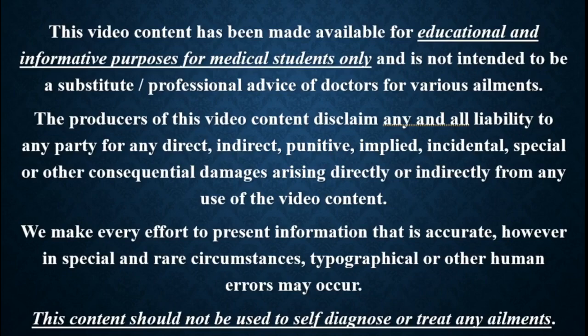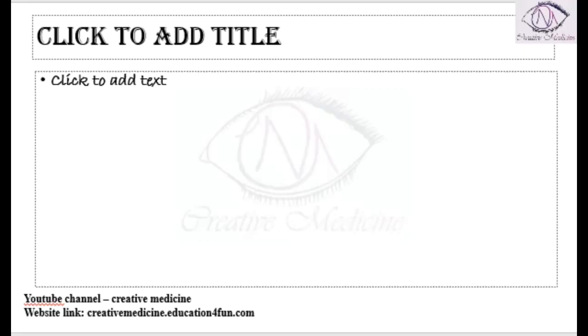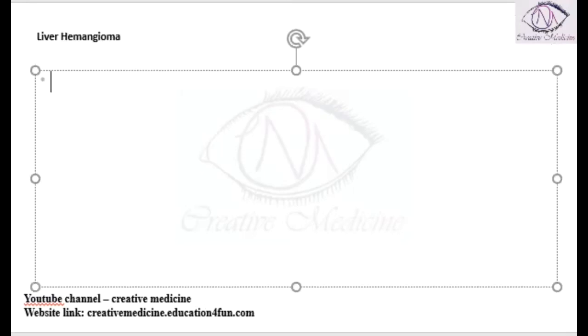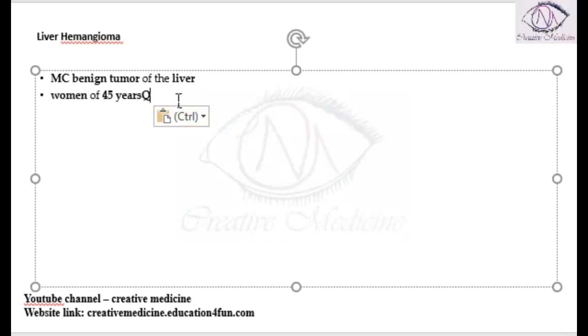In this lecture, we will learn about liver hemangioma. The most common benign tumor of the liver is liver hemangioma, which is seen in women of age group between 45 years. Here we can have two types of hemangioma.